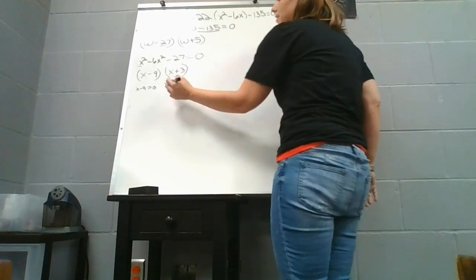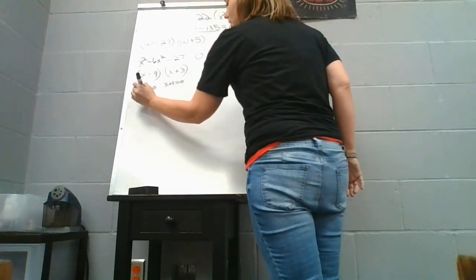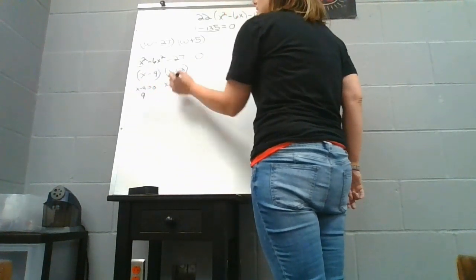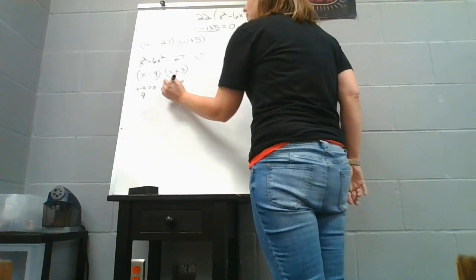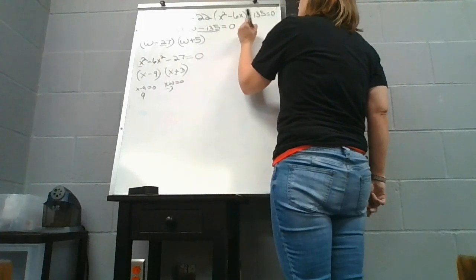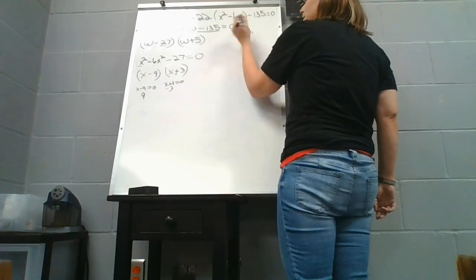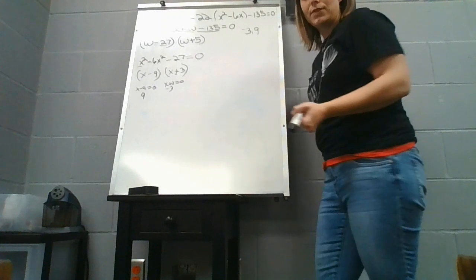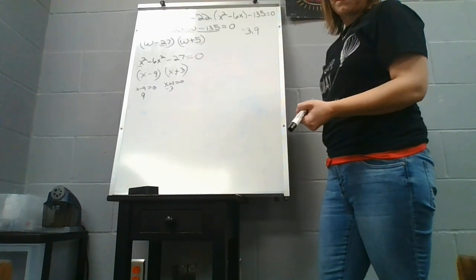To do that, you use a reciprocal. So instead of negative 9, it's going to be a positive 9. And since this is a positive 3, it's going to be a negative 3. I'm going to go ahead and put these over to the side. Negative 3 and 9 are the first two numbers in my solution set.